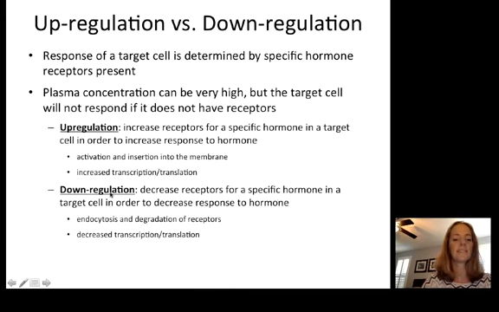So basically, this is the cell getting bored, right? Yeah. We've heard that protein signal a million times. I'm going to take out my headphones, right? So that's downregulation. We can also have upregulation, where we can increase receptors for a specific hormone in order to increase the response to a hormone. So let's draw this out so you guys can picture what this would look like.